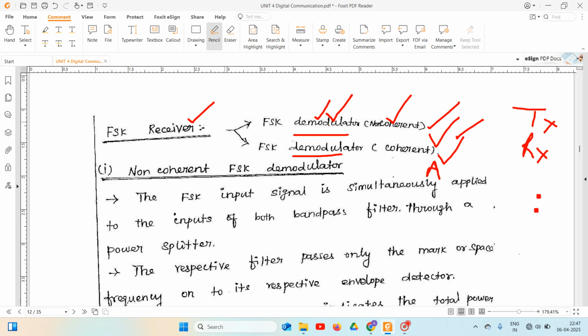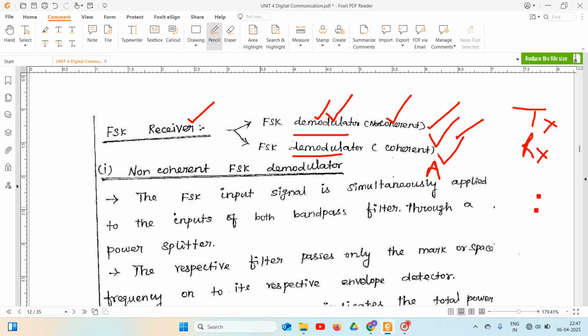Coherent means we need the fixed phase of the carrier frequency at the receiver side, and a synchronization circuit is also required. So the coherent based FSK demodulator works in an efficient and effective way with high accuracy in a noisy environment. But in the non-coherent, we are not using a fixed phase of the carrier signal, and we are not using a synchronization circuit. So it is very simple to design, but accuracy is very low in a noisy environment.